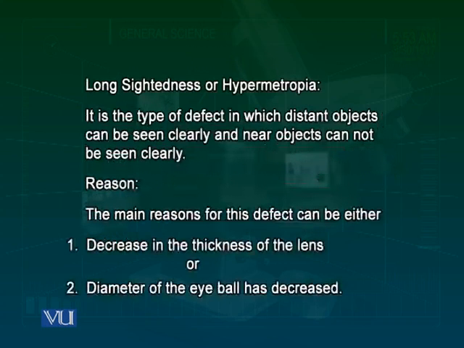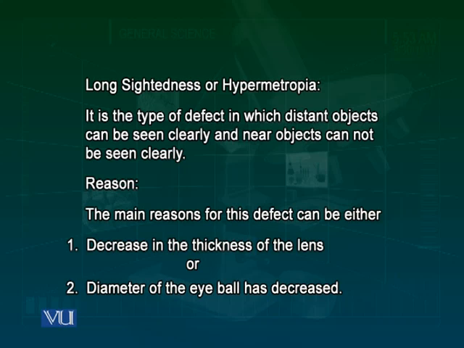In case of long-sightedness, or hypermetropia, as it is called, it is a type of defect in which distant objects can be seen, but near objects cannot be seen. I can look at things which are very far away, but I cannot see things which are near. The reason for these defects is, A, the decrease in the thickness of the lens. The lens thickness is decreased, so the image is being formed behind the retina.